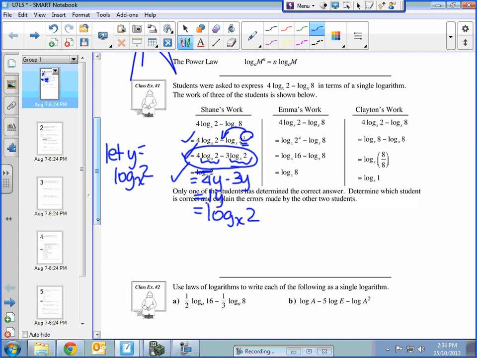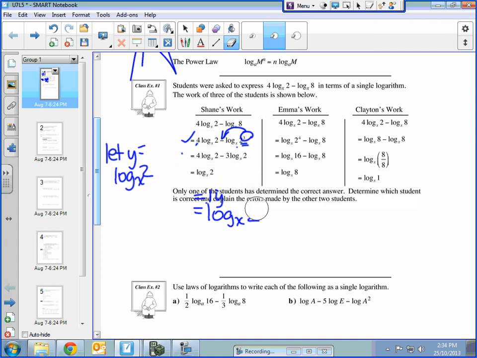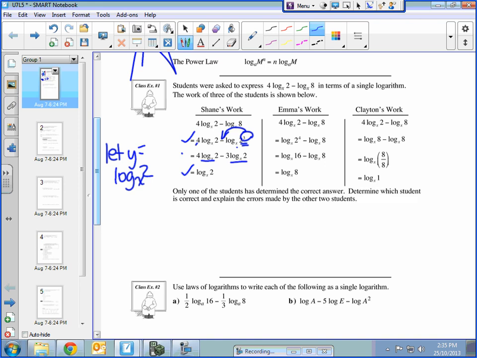So the same idea with your logarithm. You can have 4 log of 2 base x minus 3 log of 2 base x. So you basically just go 4 minus 3, which is 1. So you're left with 1 log of 2 base x. So this right here is correct. So we didn't actually use the product or the quotient law here. They just subtracted the coefficients because these were the same. Does that make more sense? Okay, so we'll just say Shane is correct. But we'll find the errors in these next ones.